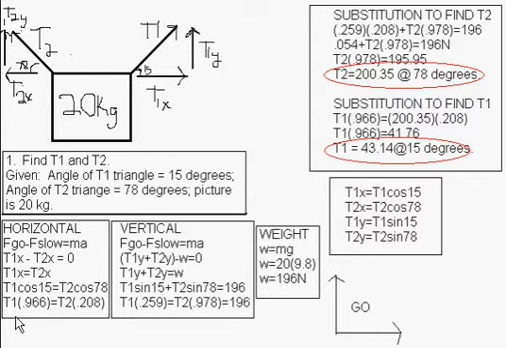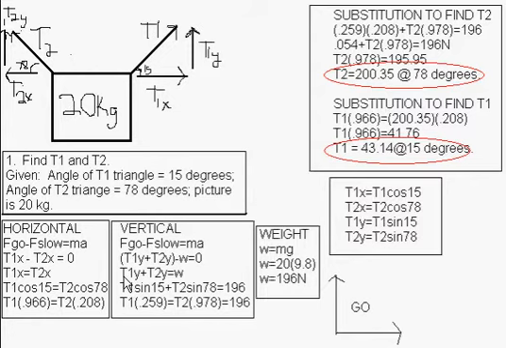The cosine of 15 is 0.966 and the cosine of 78 is 0.208. So T1 times 0.966 equals T2 times 0.208. Now we can look at vertical motion. As with horizontal motion, the forces that go minus the forces that slow equals ma. Also like horizontal motion, ma equals 0 because the picture is not moving, so acceleration is 0.